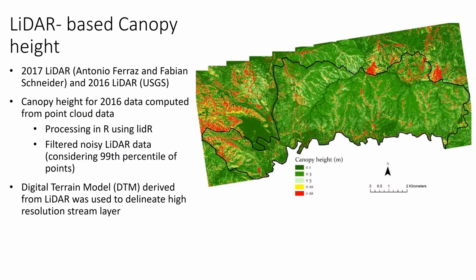And usually while processing LIDAR data, one thing which we need to do is make sure we remove some of the errors and noisy data. There tends to be a lot of noise in some of these data sets. So we set thresholds. For example, in this case, I set a threshold of considering only the 99th percentile of the cloud points, because the ones above that were probably erroneously captured in the sky or other regions. And the digital terrain model derived from this LIDAR data was useful to look at the regions where the streams might be, and also some of the riparian vegetation.